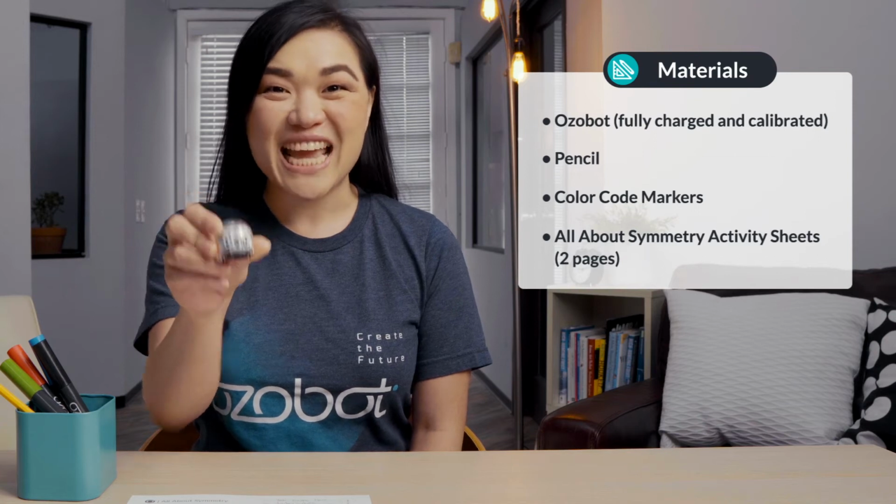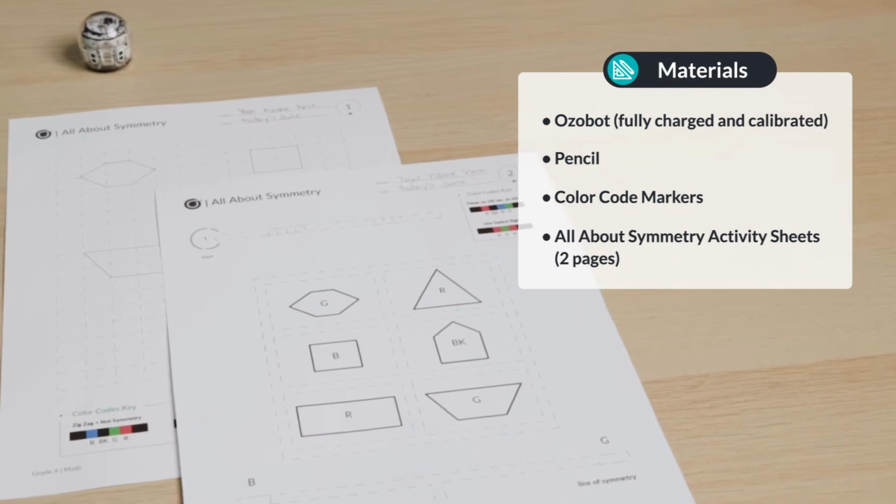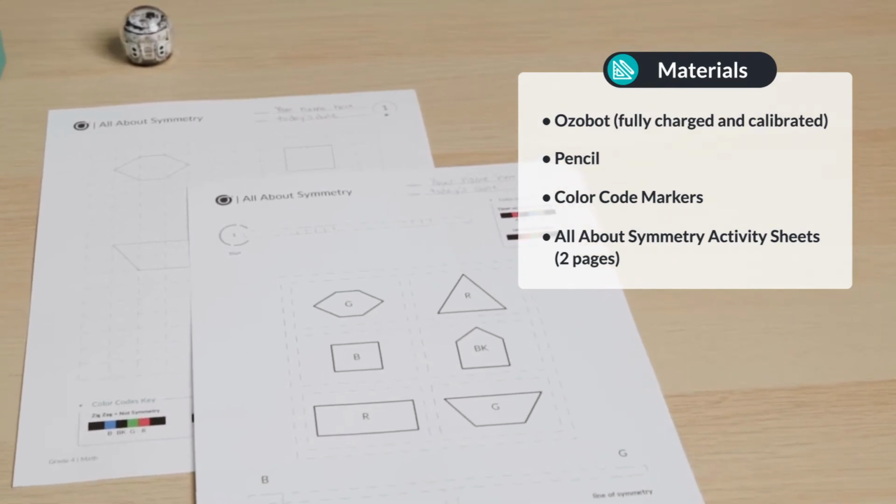For today's lesson, you will need an Ozobot fully charged and calibrated, color code markers, a pencil, and both pages of your All About Symmetry activity sheets.